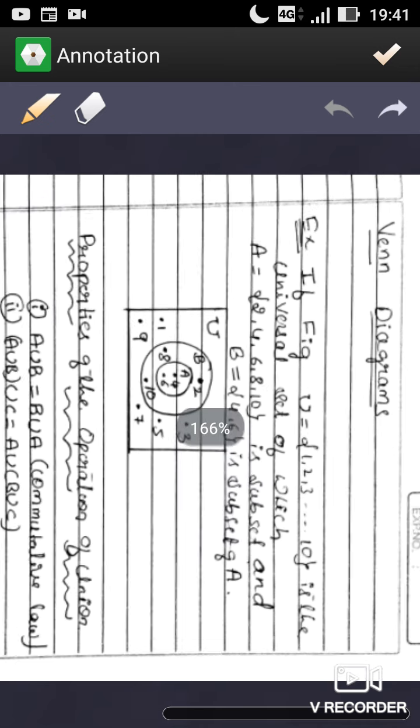Good morning friends. Last video I gave sets and different types of sets. Now in this video we will start Venn diagram. By knowing this figure we can easily understand what the Venn diagram is and how to represent a Venn diagram.